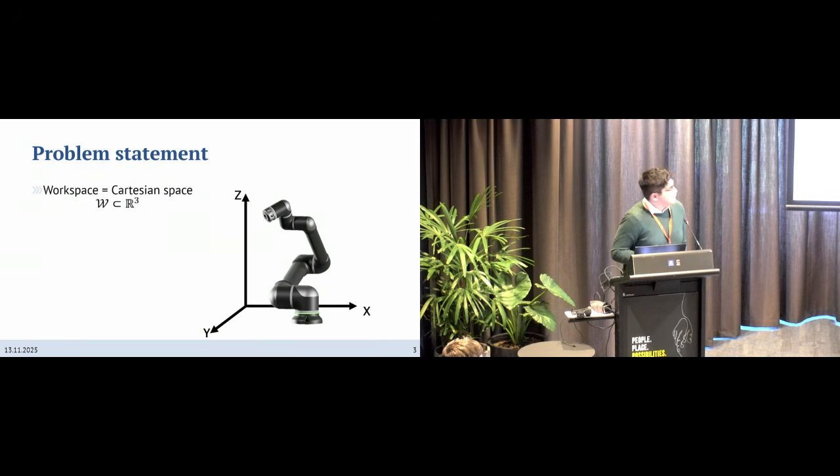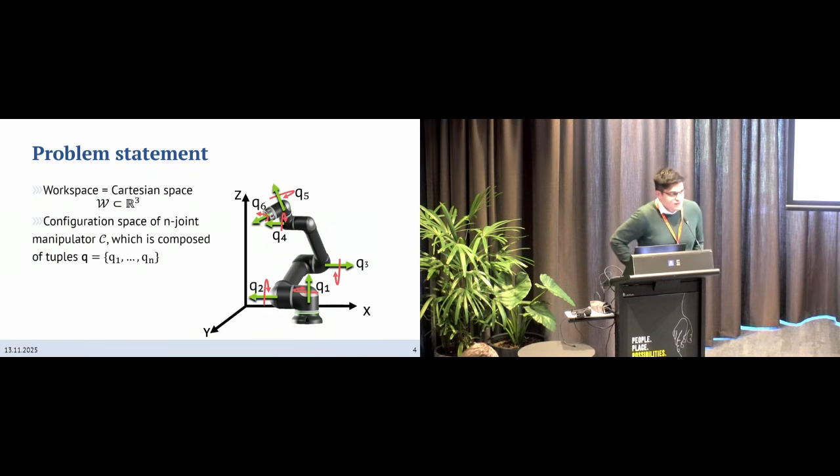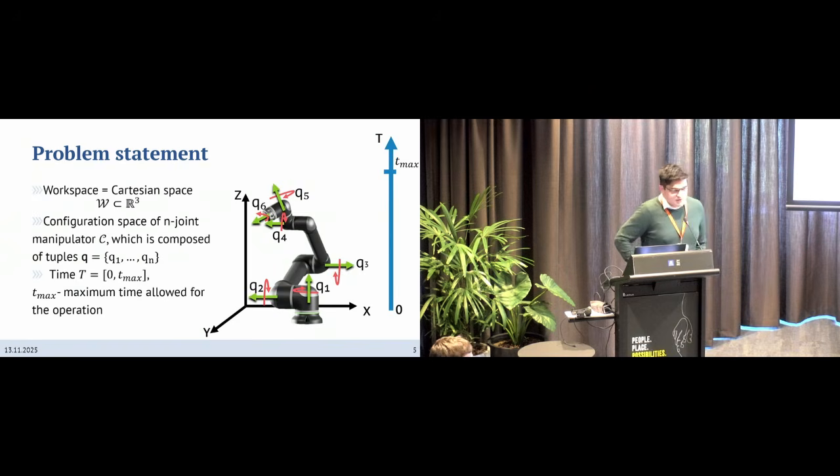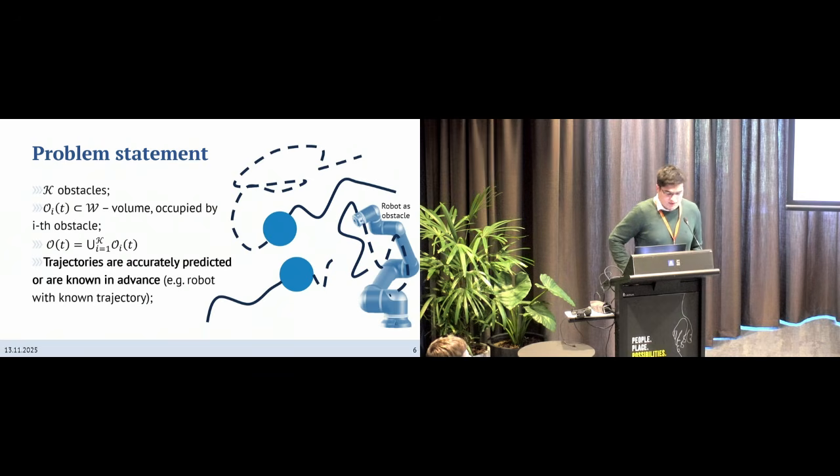So let's define the motion planning problem that we are addressing. First, we consider a joint manipulator in a three-dimensional workspace. Then we define configuration space, which is a space of manipulator joint angles. And then we introduce a bounded time dimension with maximum time T max. Let's introduce obstacles. We have obstacles whose positions in space-time are known, including the future ones. The planners that solve this kind of problem are called deliberative planners.